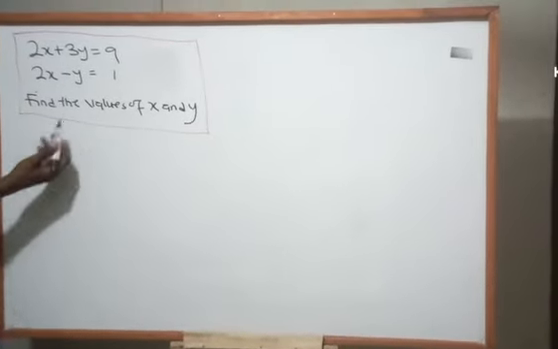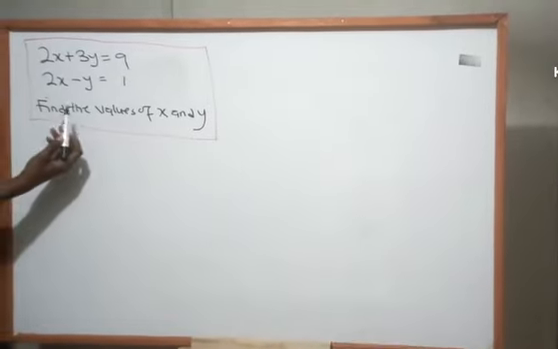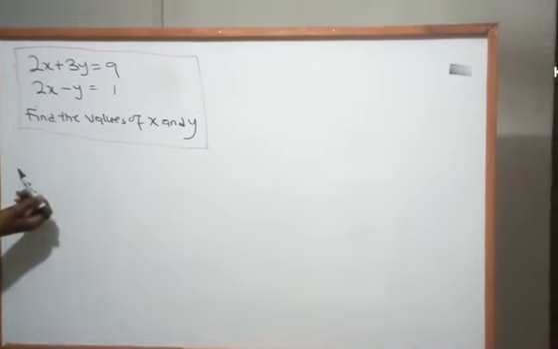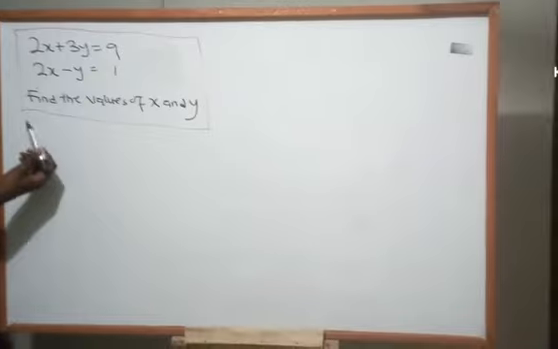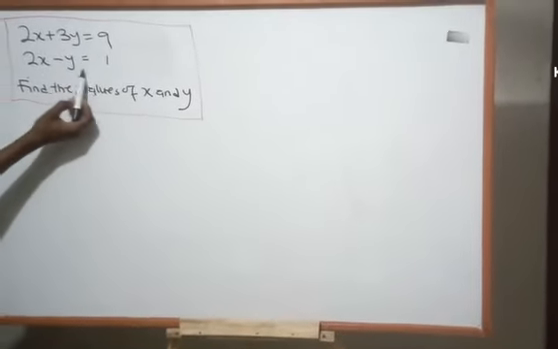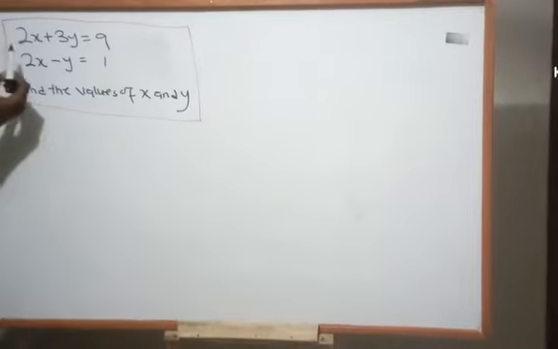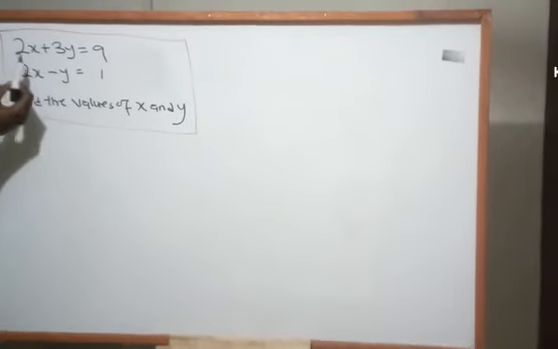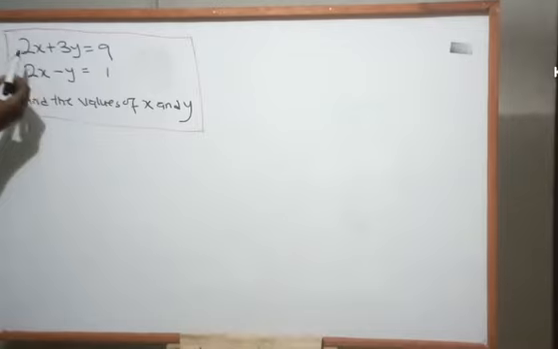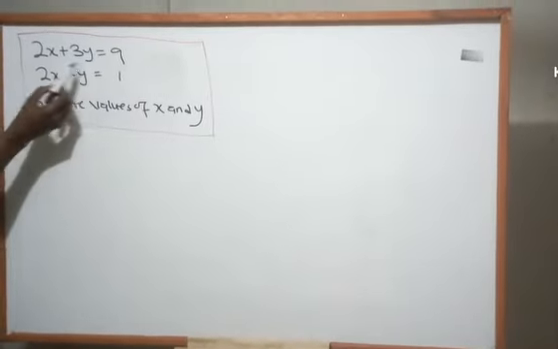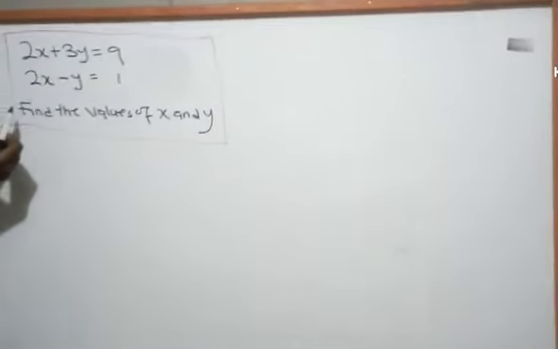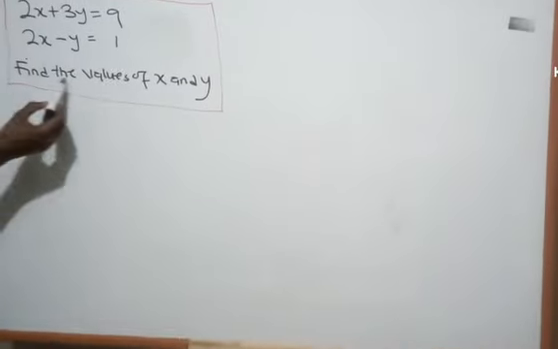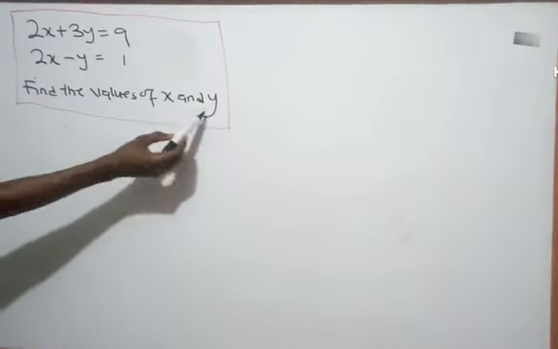First of all, this question is a simultaneous equation question where we have two equations. This is the first equation and this is the second equation. And each equation is having two variables in it. This one has x and y. This one too has x and y. And we are asked to find the values of x and y.